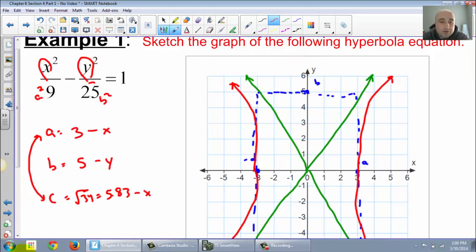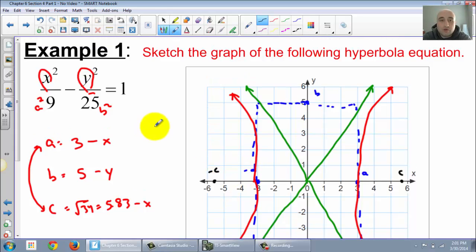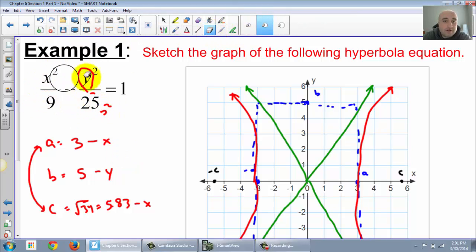Okay. Now, let's put our C's in now. We haven't put our C's in, so let's do that. Our C's are at 5.83, and they're on the x-axis, so I'm going to go to 5.83. And now C's don't necessarily have to be inside of your A's, so they could be on the outsides now. So there's our C's. Okay, and the last thing we need to do is we need to write our asymptote equations out.